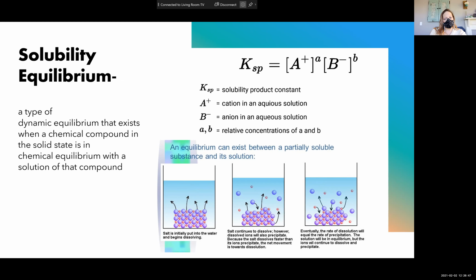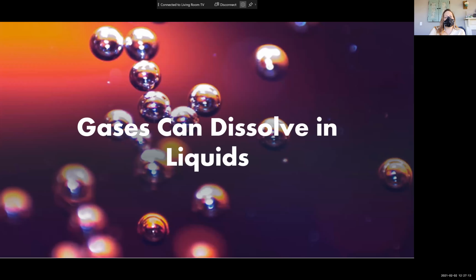So it's still dissolving. And then it says, eventually the rate of dissolution will equal the rate of precipitation and the solution will be in equilibrium. But the ions will continue to dissolve and precipitate. I didn't type this, you can't get me for the 1L. So there's your formula for it. We're not using it too much. I don't know that we're actually using it at all, but now let's see, gases and liquids.